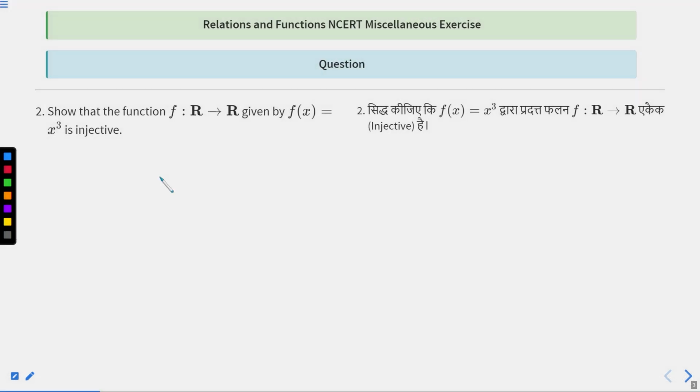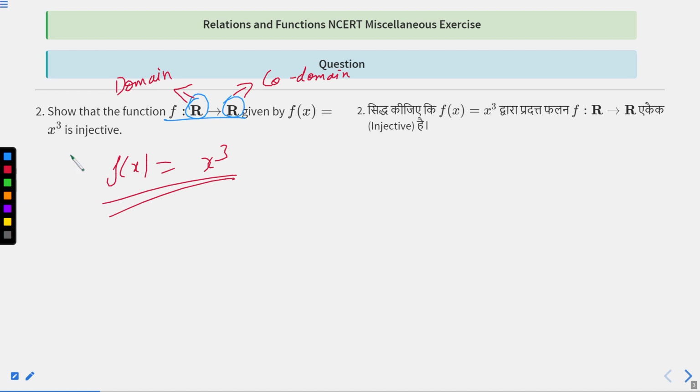The next question says, show that the function f from R to R, as you can see over here, this is the domain set, and this is the codomain set. Now my function is defined like this. What we need to show is that it is injective. Can you recall what we mean by injective? Injective means one-one, a one-one function.